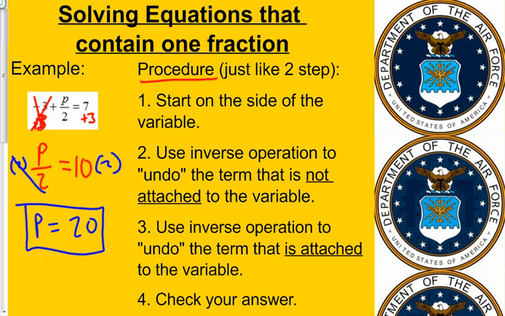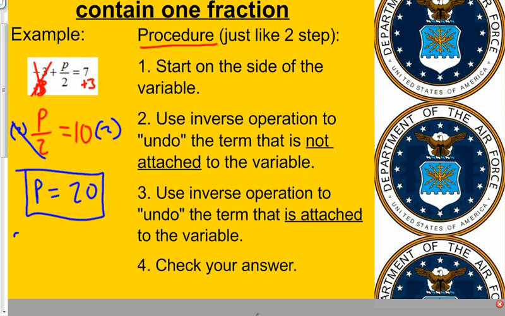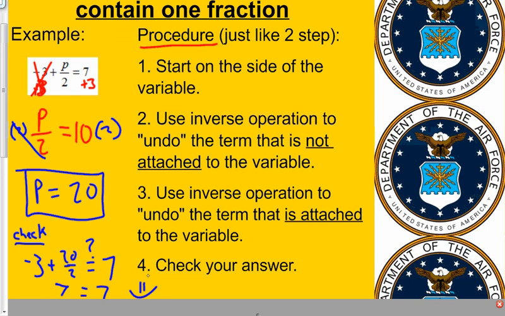To check your answer, once again, whether it's a mental check, a calculator check, or an actual check on here, we'd be plugging in for the p. So here's where we plug it in. We'd have -3 plus 20 over 2. And we're trying to figure out, is that equal to 7? Well, 20 over 2 is 10. If you add -3 to that, that is 7. 7 equals 7. Smiley face, we did it right. So that shows that p does actually equal 20.